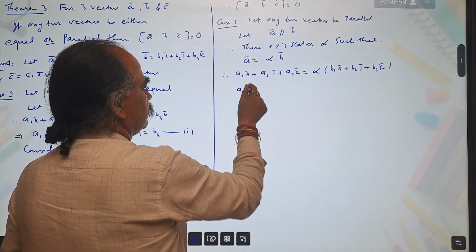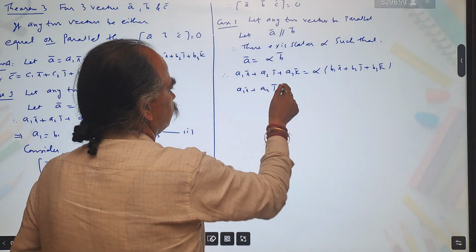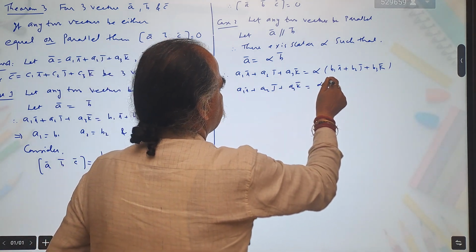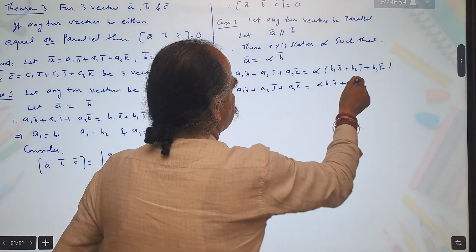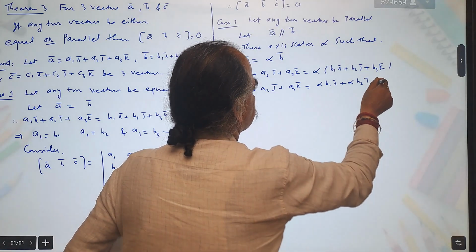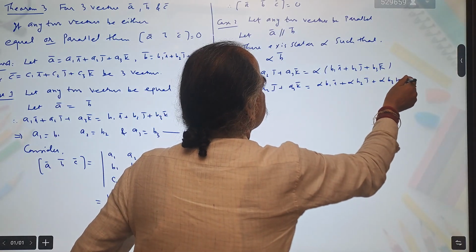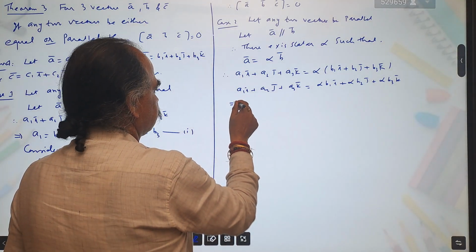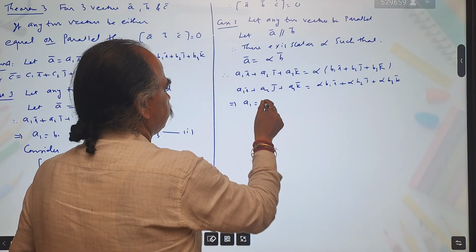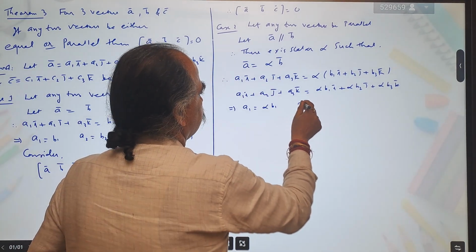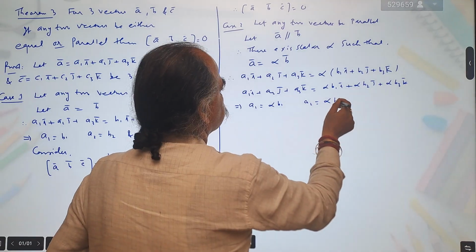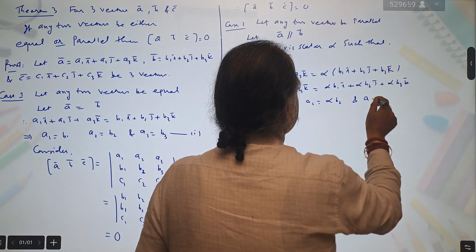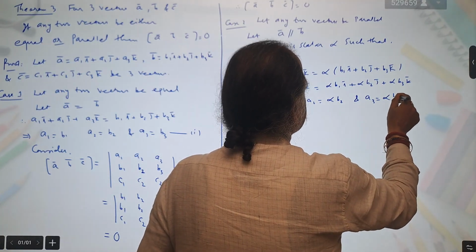So A1i plus A2j plus A3k is equal to alpha B1i plus alpha B2j plus alpha B3k. Now equate them. So this implies A1 is what? Alpha B1. A2 is what? Alpha B2. And A3 is what? Alpha B3.